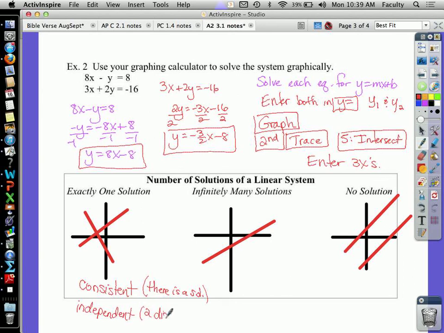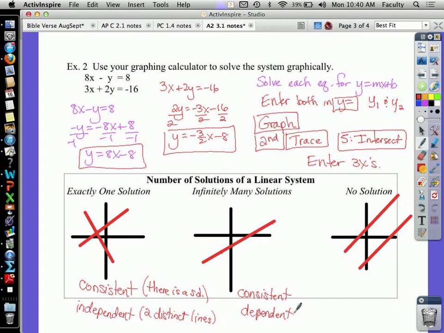Independent means there's 2 distinct lines. In the middle grid, there's 2 lines that are the same. Okay, there's one on top of the other. So there's infinitely many solutions. So because there is a solution, it's called consistent. But it's dependent because it's only one line. So you have 2 equations, but they graph the same line.